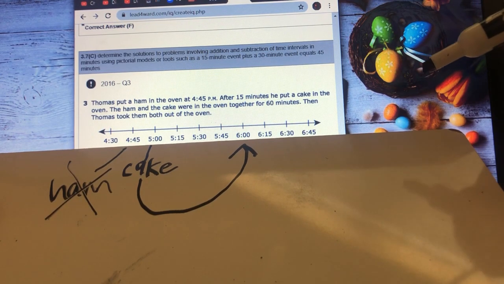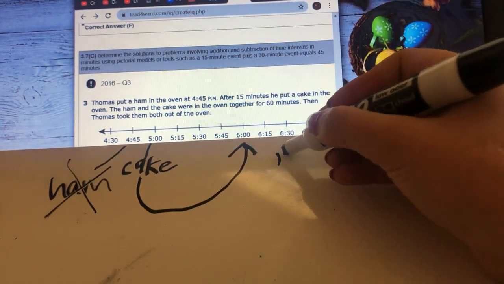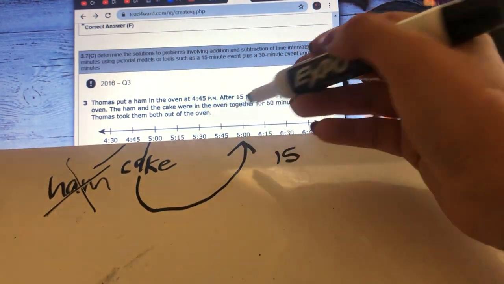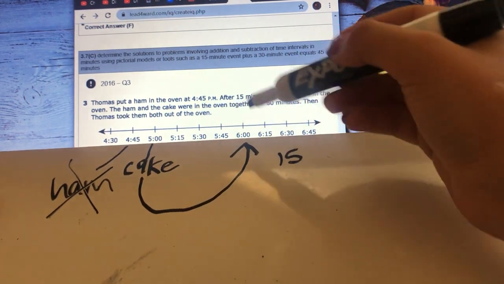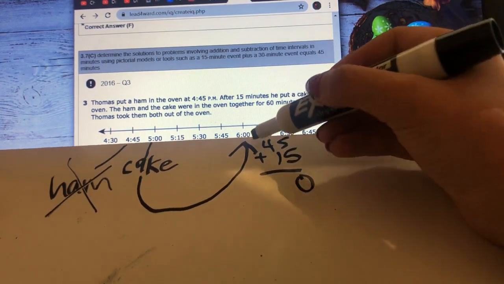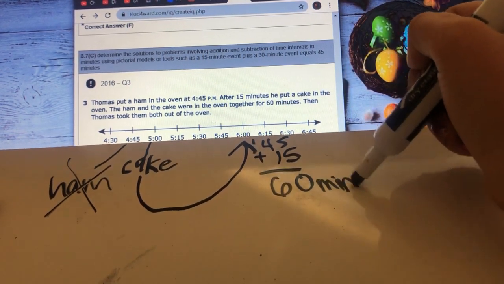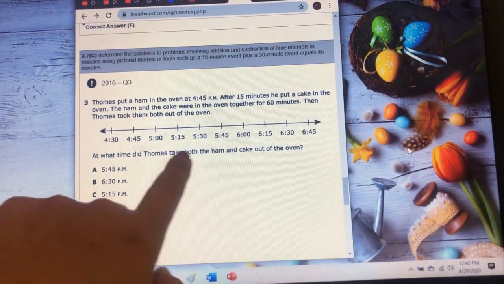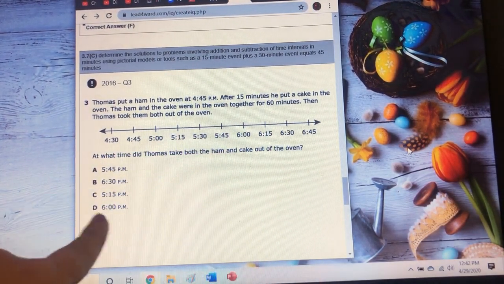But if I didn't know that, I could also count by increments of 15 and know that 5 plus 15 is 15, plus another 15 is 30, plus another 15 is 45, plus another 15. 5 plus 5 is 0, carry the 1, 1 plus 4 is 5, 5 plus 1 is 6. That would be my 60 minutes, which would leave me at 6 o'clock. So, what time did he take both the ham and the cake, so together, out of the oven? That would be 6 o'clock.